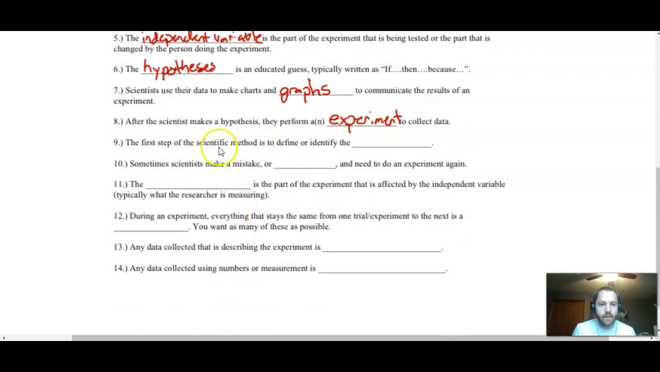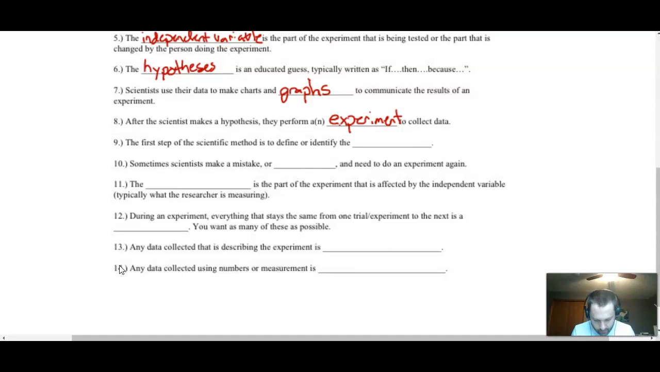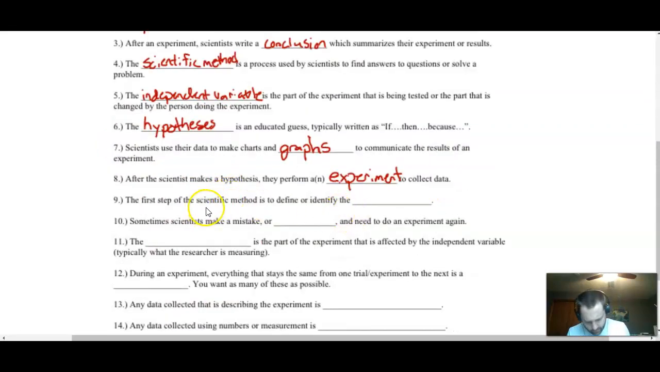The first step of the scientific method is to find or identify, and we've done this on many assignments, or sometimes it's given to you, but you state the problem, or you could call it the purpose. And so looking up top here, I think we use the word problem in this case because I don't think we have purpose up here. So the first step is to identify the problem. What are we even trying to do in this experiment?